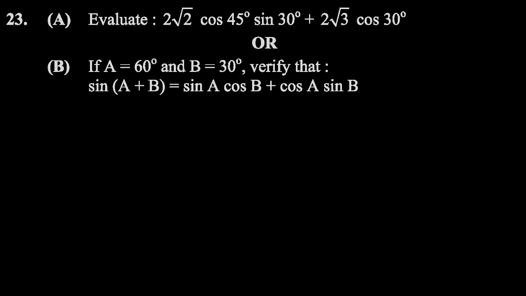It is a 2-mark question. The question is a simple question: 2 root 2 cos 45 degree sin 30 plus 2 root 3 cos 30 degree. So it's not a difficult question, it's a simple question. I'm going to explain a part. 2 root 2 cos 45. 2 root 2 cos 45.